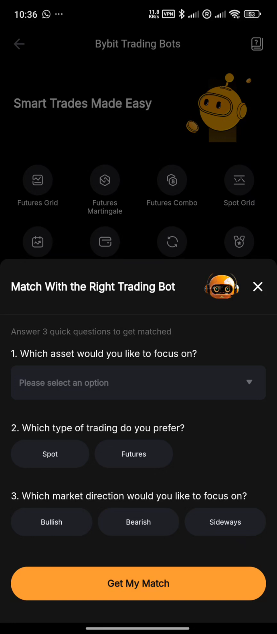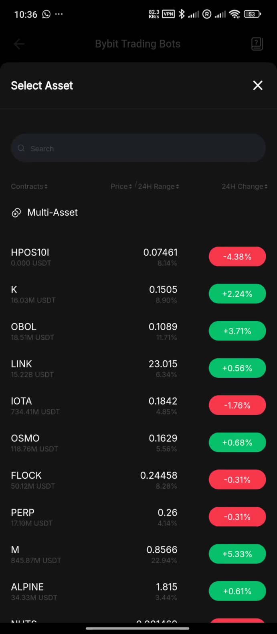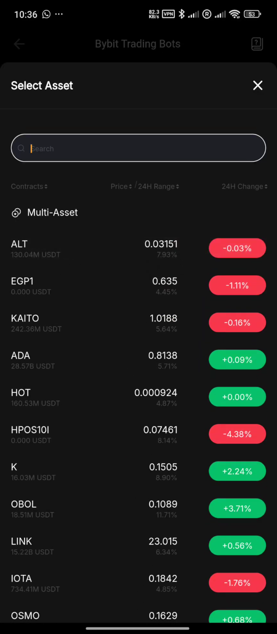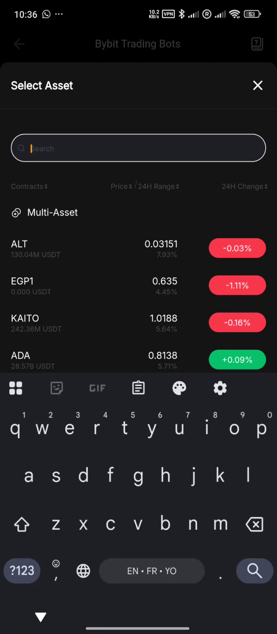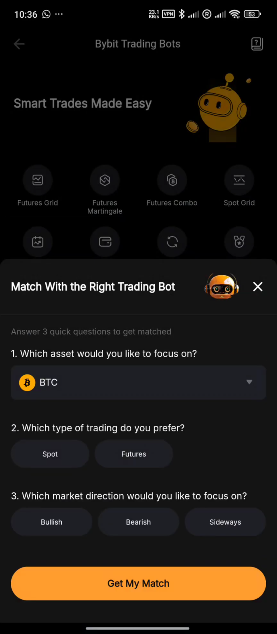So if you ask which asset, I will always say don't be too greedy. Personally, based on my own trading experience and I have been trading the market, I would say BTC is one of the easiest coins to trade. So I will choose BTC. Which type of trading? Choose futures. Depending on if you want to choose spot, you can choose spot.